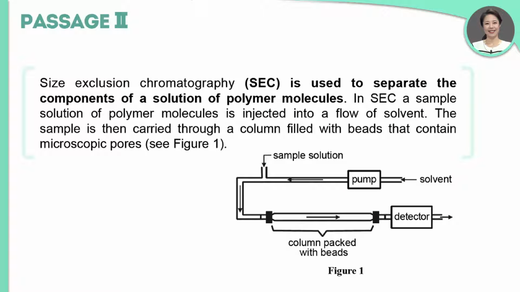Okay, let's move on to passage 2. In passage 2, you will see a machine called SEC, and SEC looks like that. It is used to separate the components of a solution of polymer molecules. This machine contains beads, and these beads have pores. Okay, let's move on to the next page.